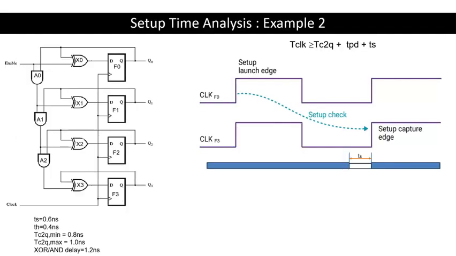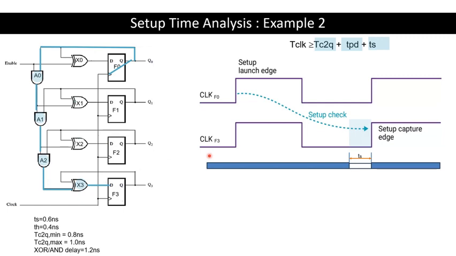Now let's look at the second example for setup time analysis, again without the clock skew. First we identify the critical path delay, which normally involves the longest path, like shown in this slide. Then we check the delay involved, which is the TC to Q for flip-flop 0, and the propagation delay that involves the 3 AND gates, A0, A1, A2, and 1 XOR gate.